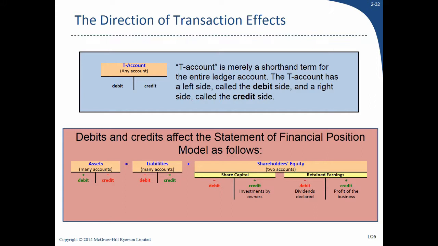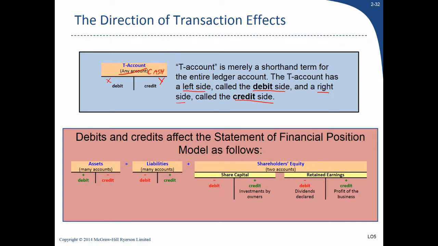Okay, the T account. Every account in the chart of accounts has its own T account. And the T account captures the cumulative impact, okay? So how it works is you'll see that the T account has a left side called the debit side and a right side called the credit side. Here's a T account. We could call this cash. Anytime we debit cash, we put a number here, and anytime we credit cash, we put a number here.